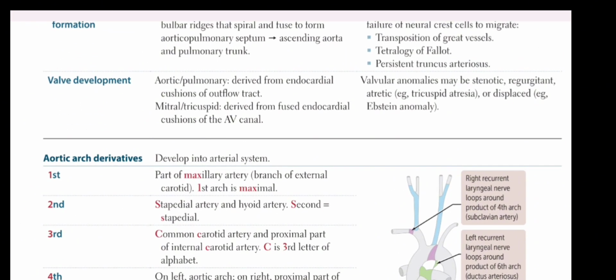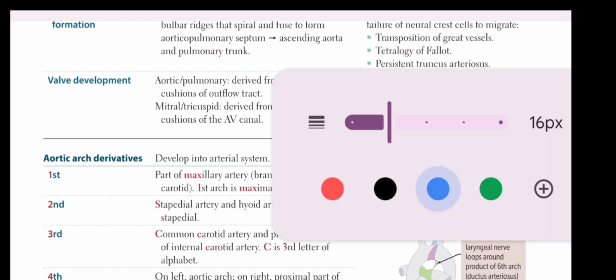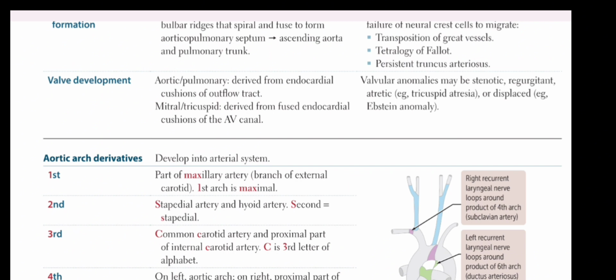And then we have valves. There are four types of valves. One of them is the aortic valve, another is the pulmonary valve, then we have the mitral valve and the tricuspid valve. Aortic and pulmonary valves divide the left and right ventricle from the aorta and the pulmonary artery respectively. The mitral valve provides a junction between the left atrium and the left ventricle.